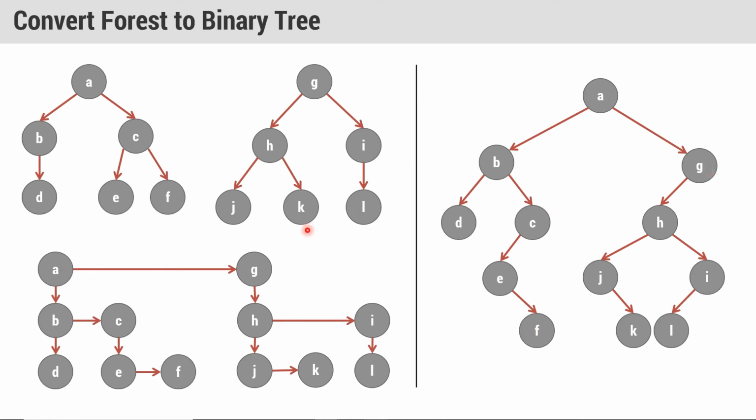Now G has one left node, that is H. So we put this H as the left node of G. Then again H has two nodes, that is J and I. J is the left node and I is the right node. So put J and I over here. Then again I has a left node, that is L. So we put L over here, and J has one right node, that is K. So here we put the right node of J, that is K. So this way we can create a binary tree from a forest.